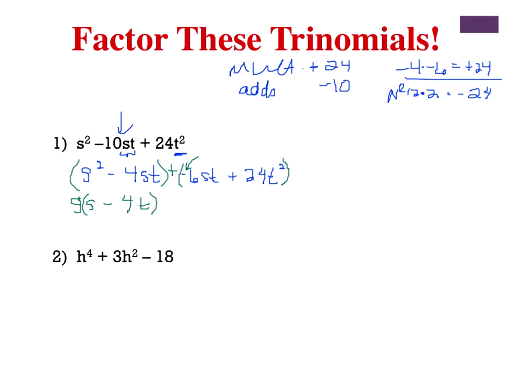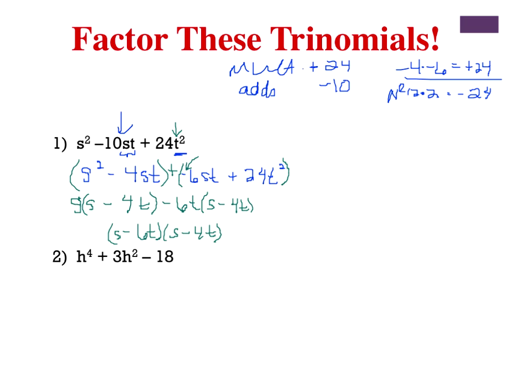Grouping now, I'm going to take an s out of the first term, getting s minus 4t. And out of my second term, I have a negative 6 and a t in common, and what's left is s minus 4t. So factor by grouping shows us that s minus 6t times s minus 4t is my answer.